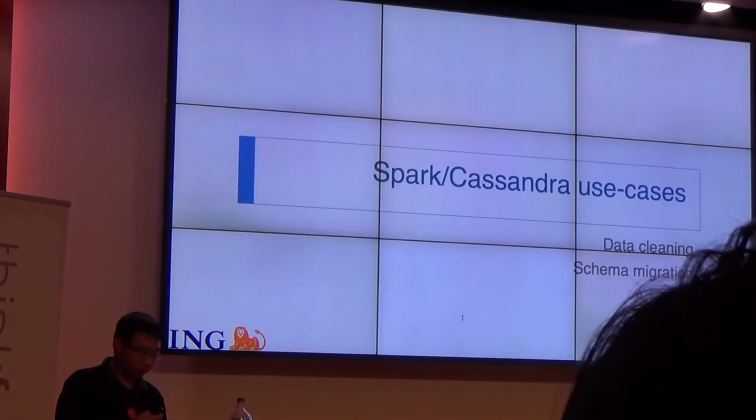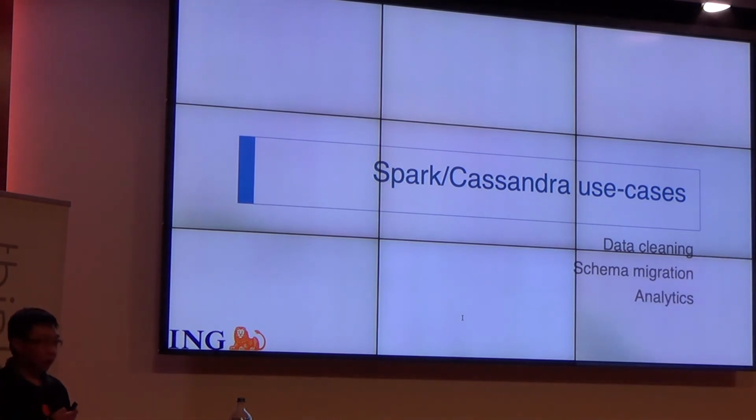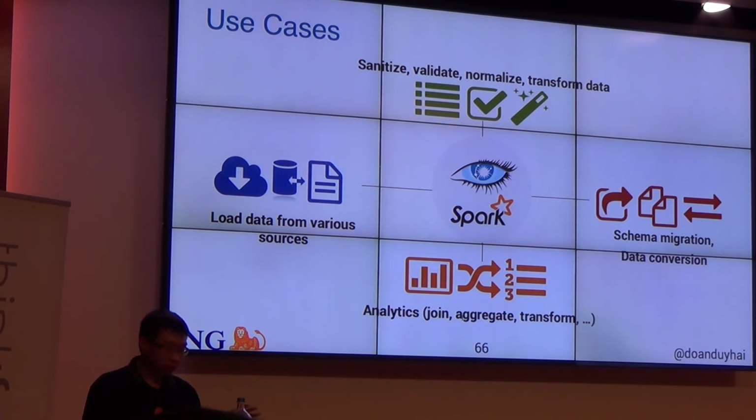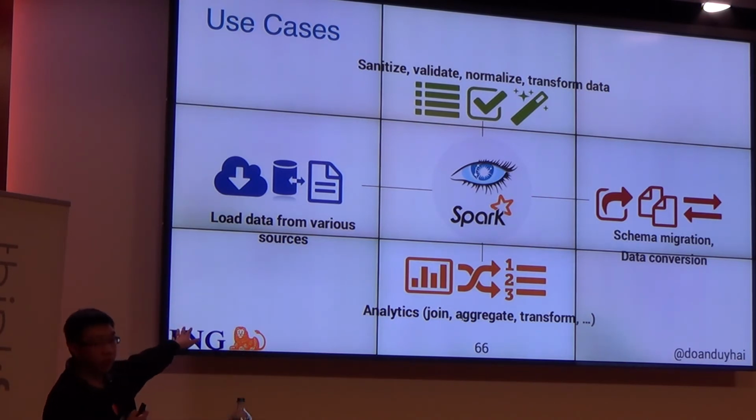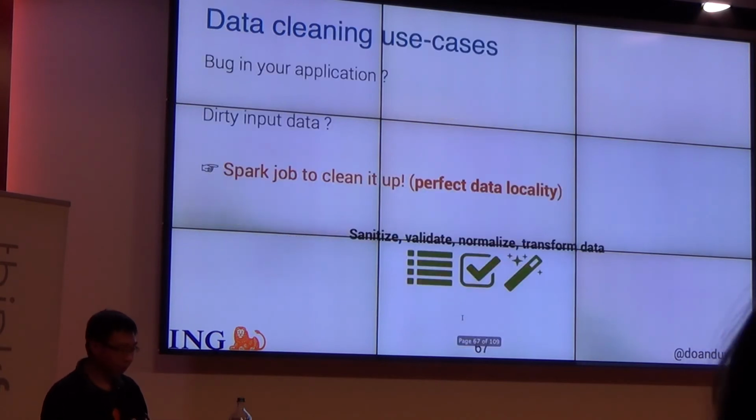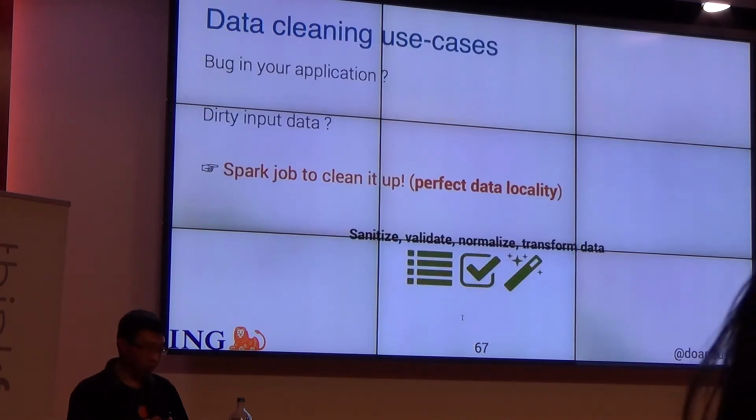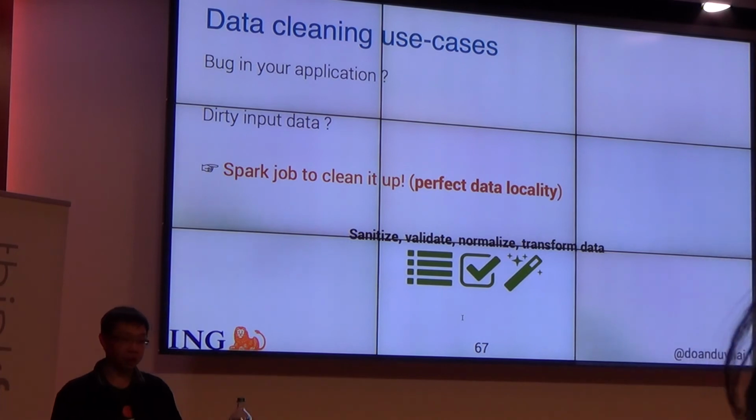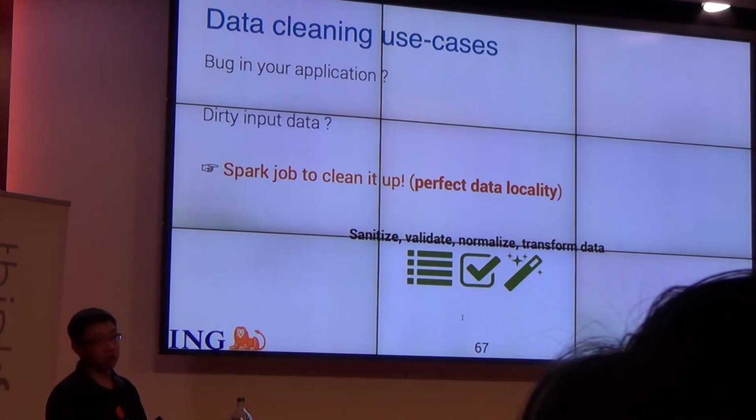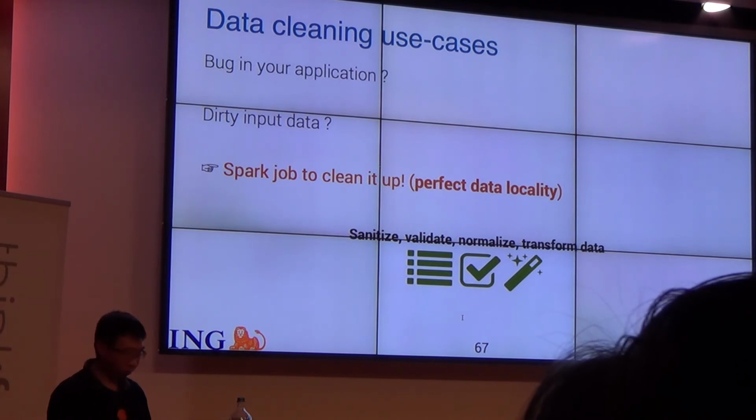Use cases. How can I use Spark with Cassandra? 4 major use cases. The first one on the left we have seen already. I can use Spark to read data from any source, flat file, from the cloud, and dump those data into Cassandra. I can use Spark to clean up my data. Suppose that you have a bug in your application, or you have dirty data. Well, just use Spark to clean that. I have a demo here.